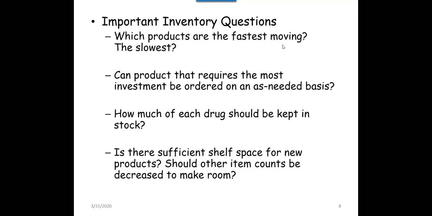So which products? These are things that you need to ask yourself. And there's a new specialty certification for technicians. After working 1 year, you take a course and you have to take an exam, but you can become a certified specialist in inventory management.